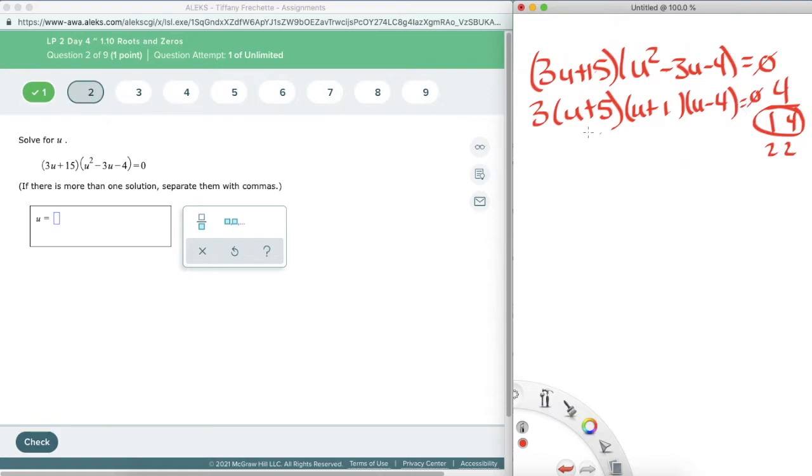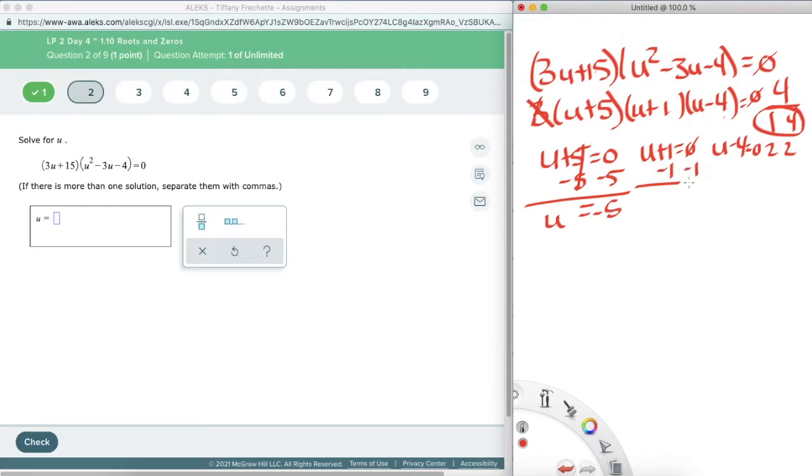So now this guy is ready to solve. Really, this 3 just kind of disappears. We just ignore it. We have u plus 5 equals 0, u plus 1 equals 0, and u minus 4 equals 0. So I'm going to solve all three of these. I have minus 5 on both sides, so u equals negative 5. I'm going to have minus 1 on both sides for the second one, so u equals negative 1.